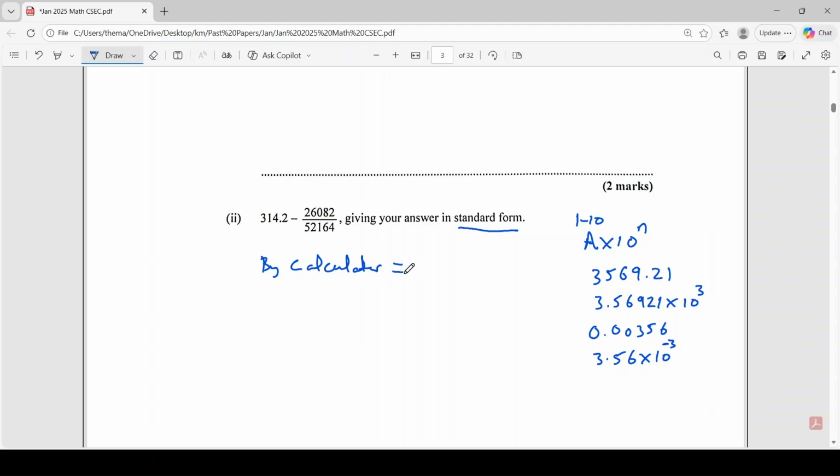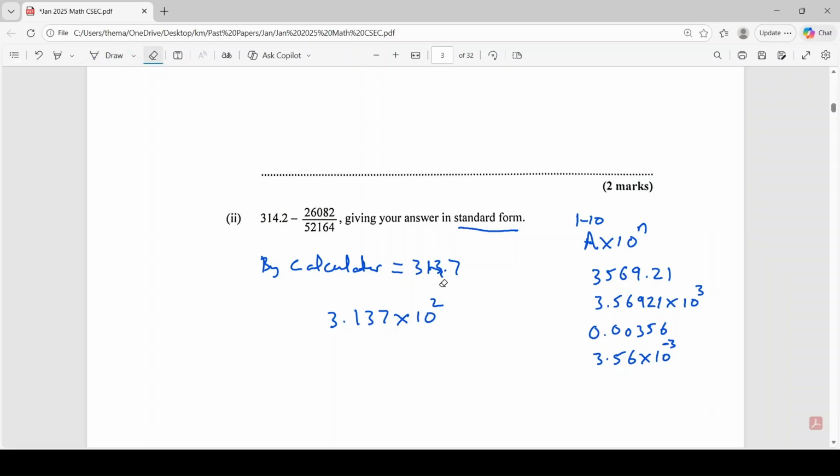The answer would be 313.7. But I want it in standard form. So to get this number between 1 and 10, we need to move the point 2 places. So our answer will be 3.137 by 10 to the power 2. Because we shift it 2 places to the left, or this number is greater than 10. Sorry, greater than 1.